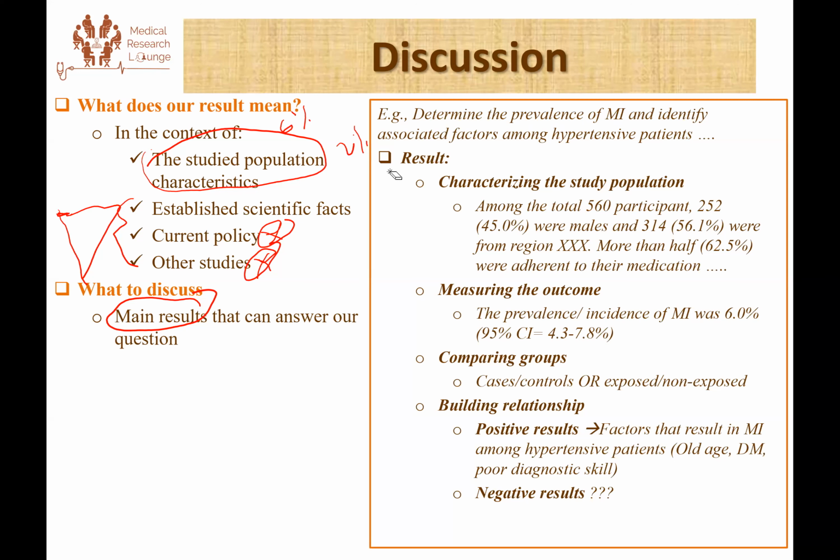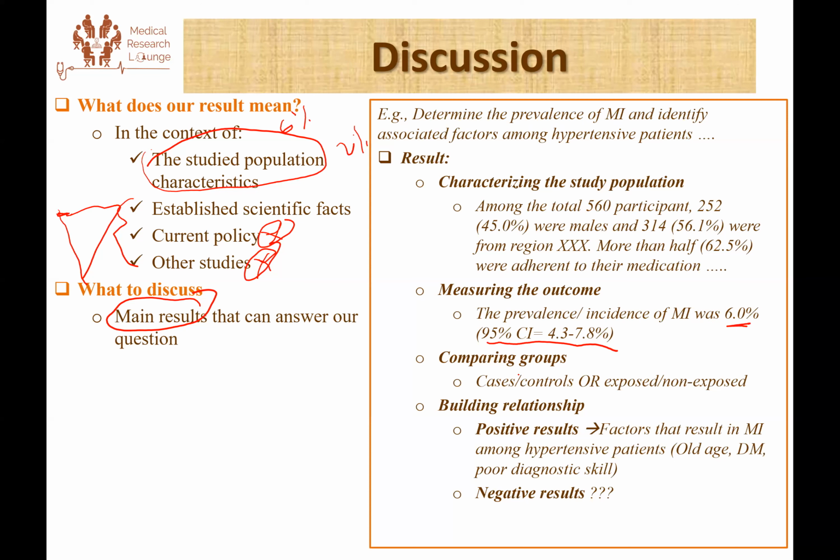And as we discussed last time, we have to present the results with upper and lower boundaries using a 95% confidence interval or other proper measurements. So let's say we have found a prevalence of 6%. The third thing we can do is compare groups if it is a case control or a cohort study. We can compare between the cases and the controls, or the exposed and non-exposed groups for cohort and RCT studies. Finally, we build relationships.